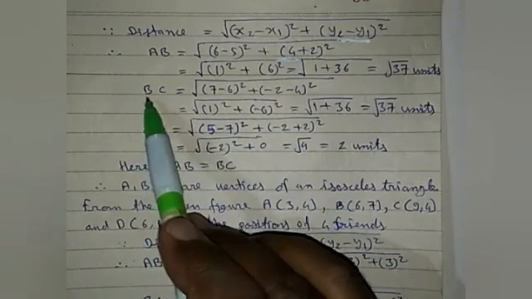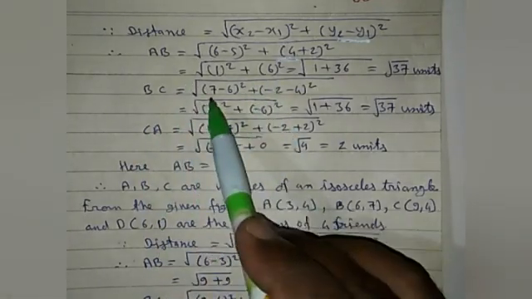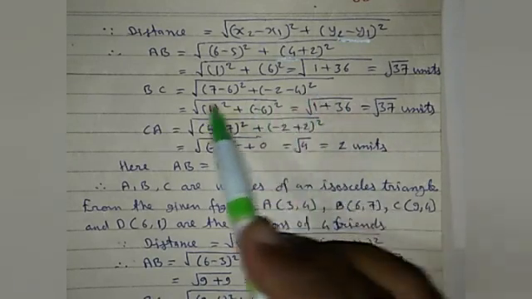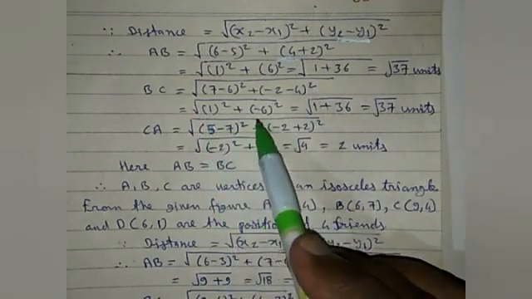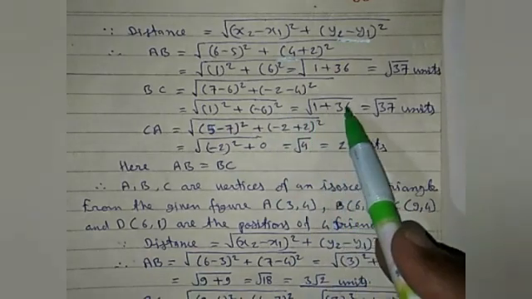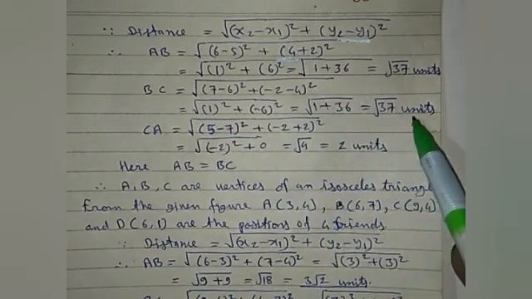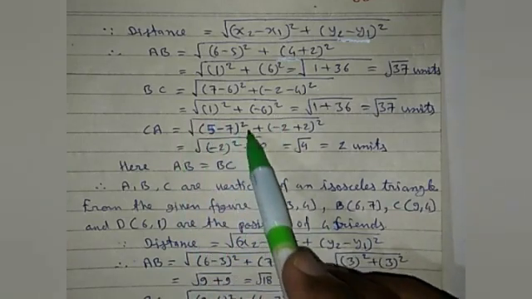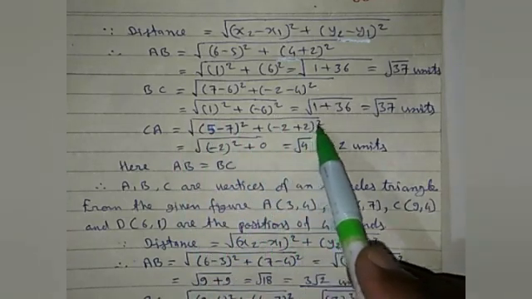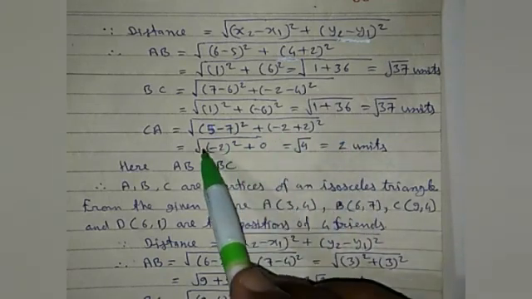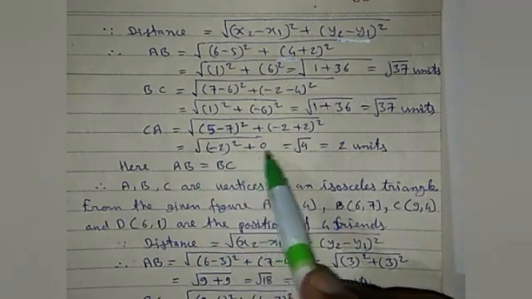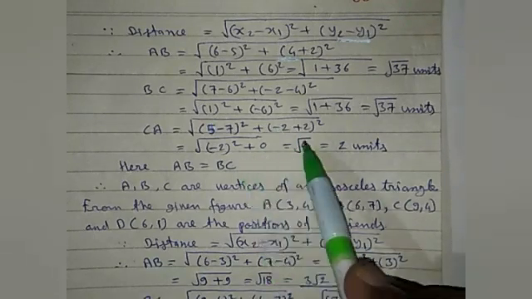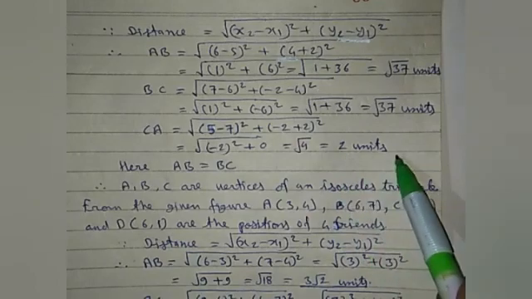units. Similarly, BC is equal to under root 7 minus 6 whole square plus minus 2 minus 4 whole square, which is equal to under root 1 square plus minus 6 whole square, that is equal to 1 plus 36, which is equal to root 37 units. And CA is equal to under root 5 minus 7 whole square plus minus 2 plus 2 whole square, that is equal to under root minus 2 whole square plus, here minus 2 plus 2 is 0, so it is 0. So here it is root 4, that is equal to 2 units.